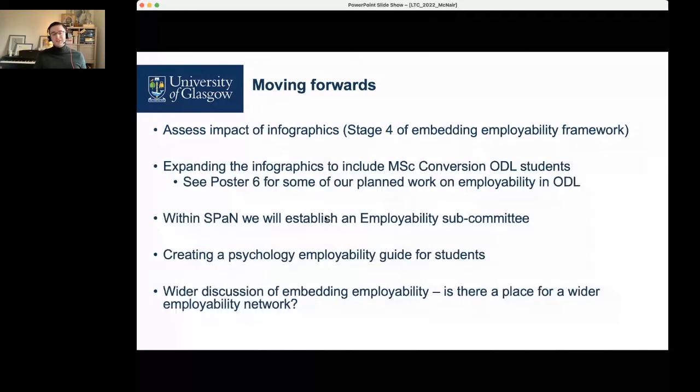Within the school, we're looking to establish an employability subcommittee so that we can continue to draw areas of good practice together across levels, across programs. And as part of that, create a psychology employability guide for students, which the infographics will become part of. And generally across the university, I feel like there is a discussion to be had about sharing practice across schools. And what I would like to know is, is there a place for a wider employability network if we don't already have one?